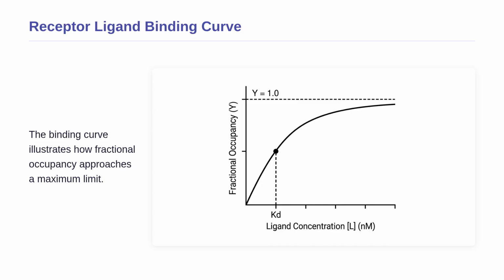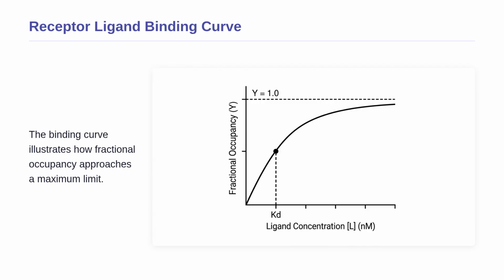Having calculated these values, let us visualize this relationship on a graph. What you are looking at is the receptor-ligand binding curve. The horizontal axis represents the ligand concentration, while the vertical axis represents the fractional occupancy, Y. Notice how the curve starts at 0 and rises steeply as ligand concentration increases. However, it does not go up forever. It eventually levels off, approaching a maximum value of 1, represented by the dashed horizontal line.